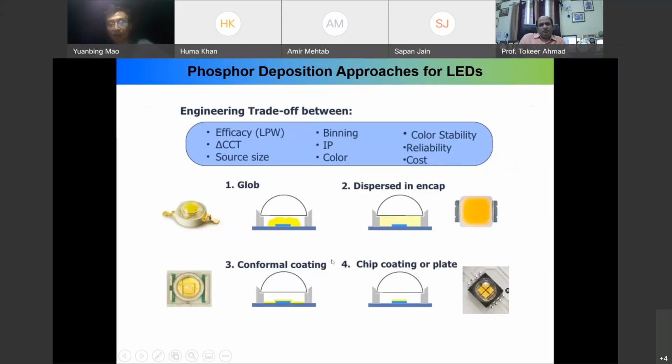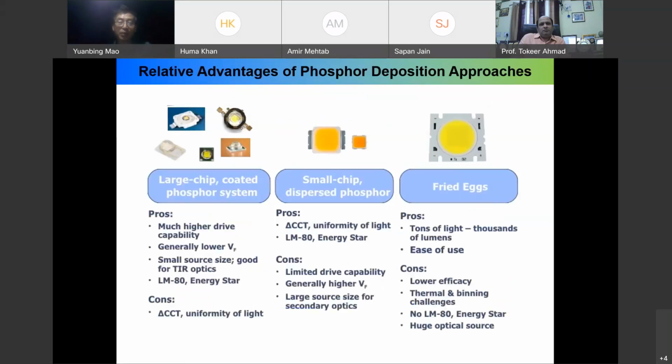Different techniques have their trade-offs: efficacy, the CCT as well, the source size, the binning, color stability, reliability. Cost is also important, because we are making these LEDs commercially available to everyone, so cost is definitely one thing we need to consider. Here I give a little bit more detail about the pros and cons of these different deposition technologies.